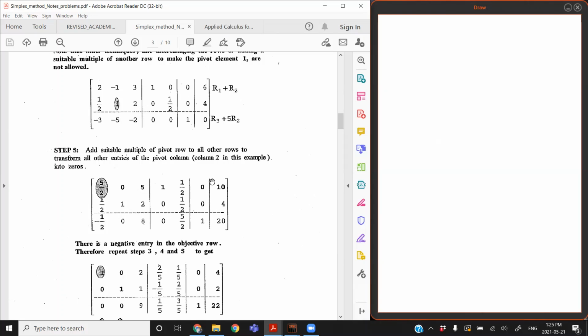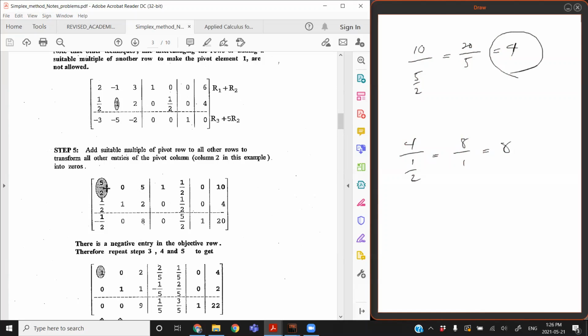What do I do? I'm going to divide 10 by 5 over 2 and divide 4 by 1 over 2 and compare. The one that gives me a smaller quotient is the pivot position. So if I divide 10 by 5 over 2, I'm going to get 20 over 5. That's 4. But if I divide 4 by 1 over 2, that's going to be 8 over 1. That's going to be 8. 4 is smaller. That means my pivot position is going to be here in this oval.